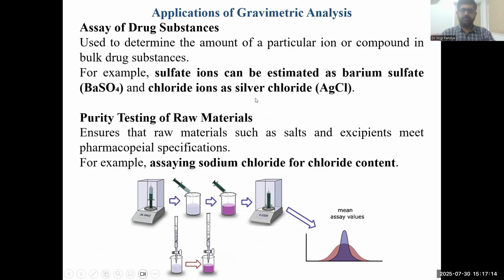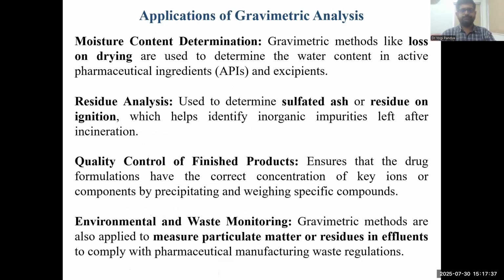Then purity testing also, we are using this technique, like raw materials, excipients, salts, right? As per the pharmacopoeial specification. Even indirectly in the limit test also, we are doing this gravimetric analysis, right? To identify how much amount of heavy metals or other impurities are present in your main pure sample or excipients, right?